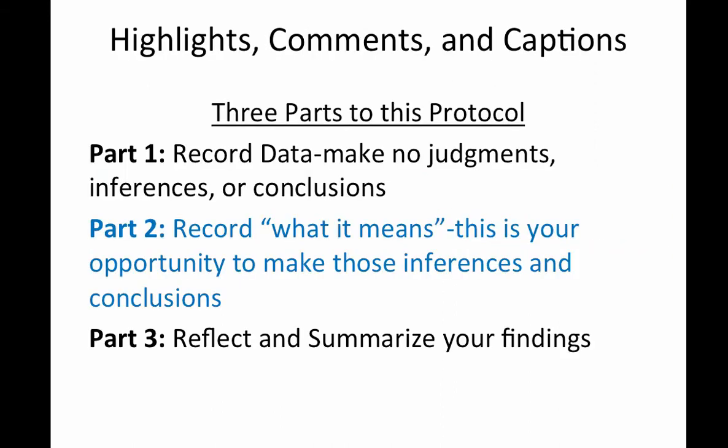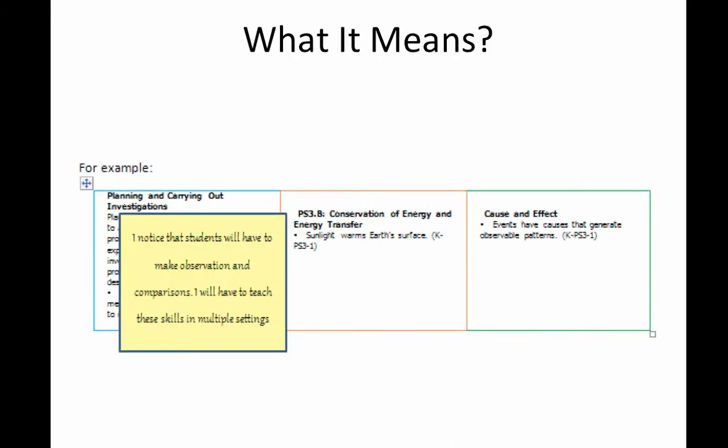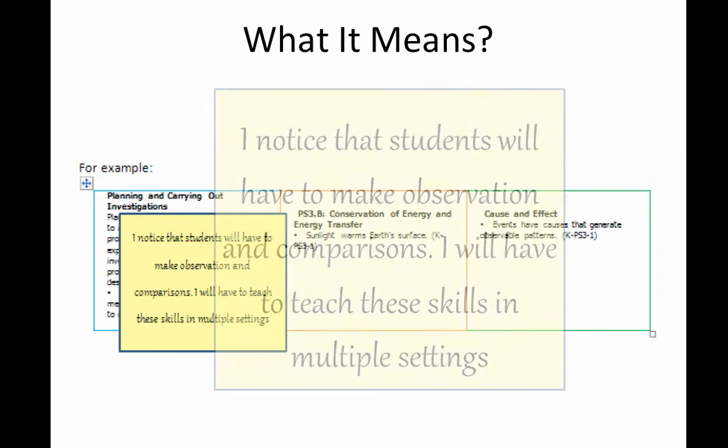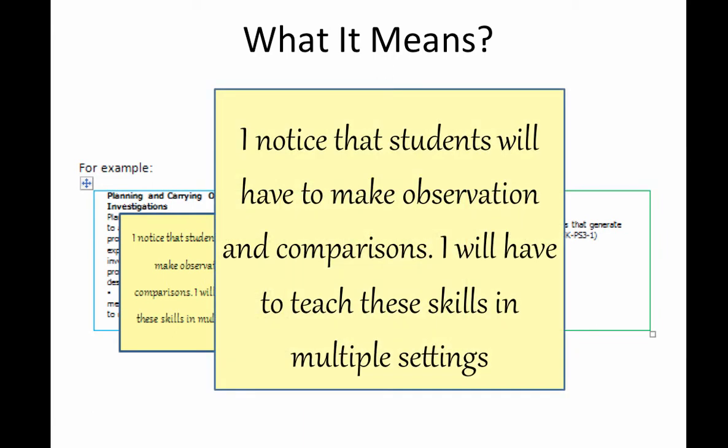In part 2, you're going to record what it means. This is your opportunity to make inferences, as I mentioned earlier, and this is where the post-its come in. You use a post-it note here, and you read the information that you've just written down in the different foundation boxes, and maybe in general around the PE. Here's an example of an inference: I noticed that the students will have to make observations and comparisons. I will have to teach these skills in multiple settings. So this is your opportunity to think about the implications for your practice going forward.